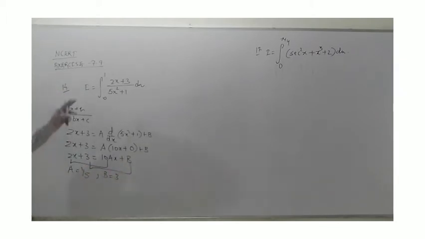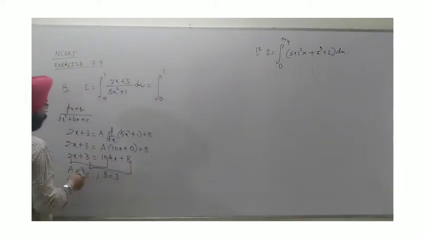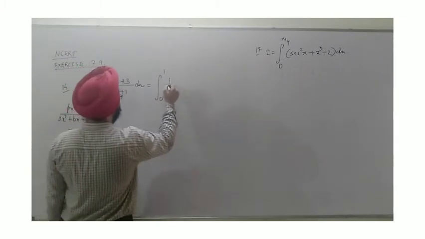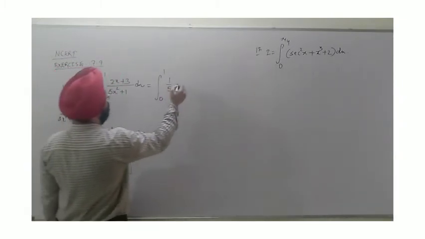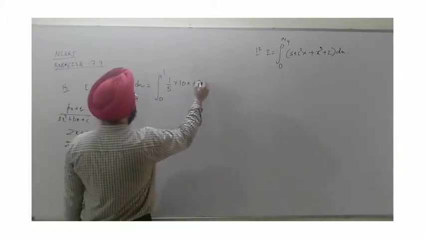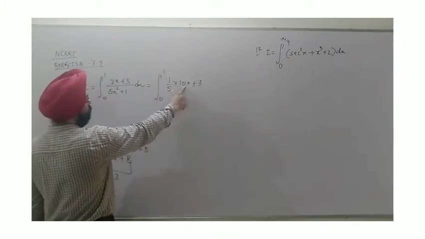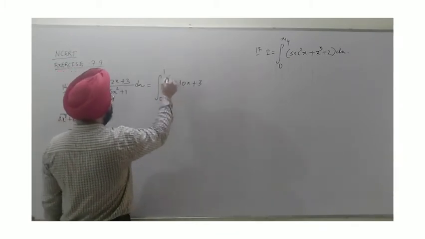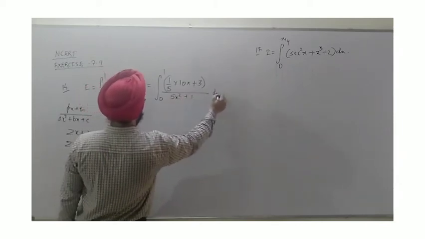Using these two values, we can split up the given integral as 0 to 1, A, it's 1 by 5, differentiation of the denominator, it is 10x plus, we have obtained b as 3. And when I explained this topic, I told you, you just check whether by solving we are getting the same. 1 by 5 into 10 will be 2x plus 3. Yes, it's all correct. Divided by 5x square plus 1, the denominator as it is.